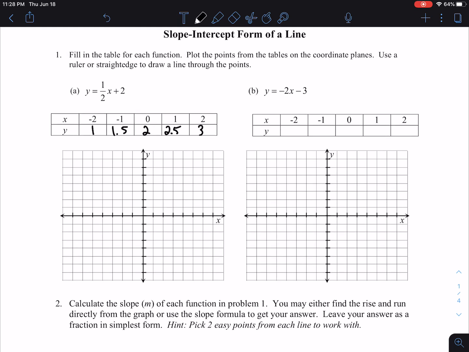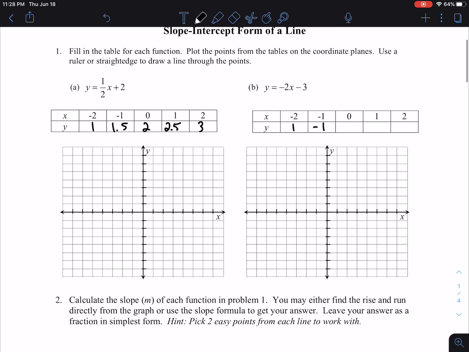Negative 2 times negative 2 is a positive 4, minus 3 is 1. Negative 2 times negative 1 is a positive 2, minus 3 is a negative 1. Plug in 0, I get negative 3. Plug in 1, I'm going to get negative 5, and then I plug in 2, and I get a negative 7. Okay, so let's go ahead and plot these on the graph.